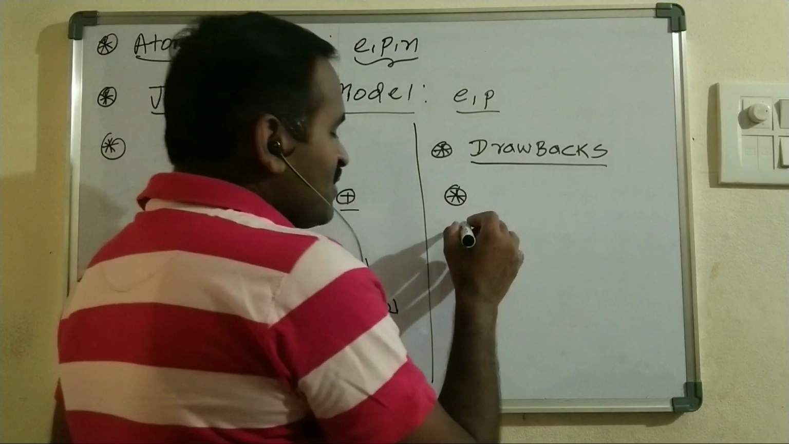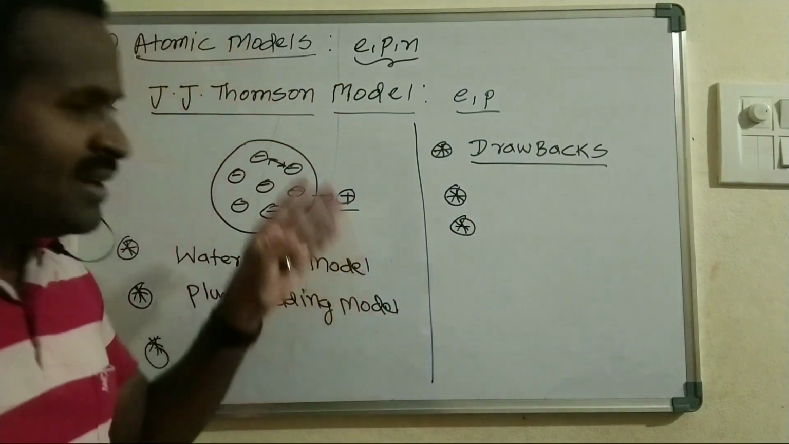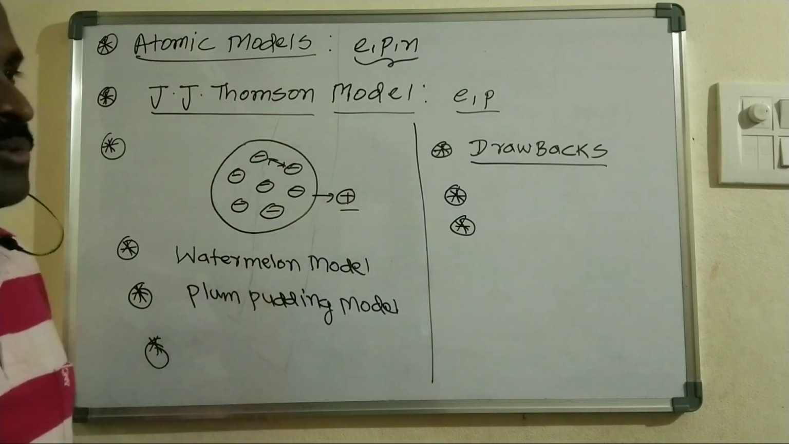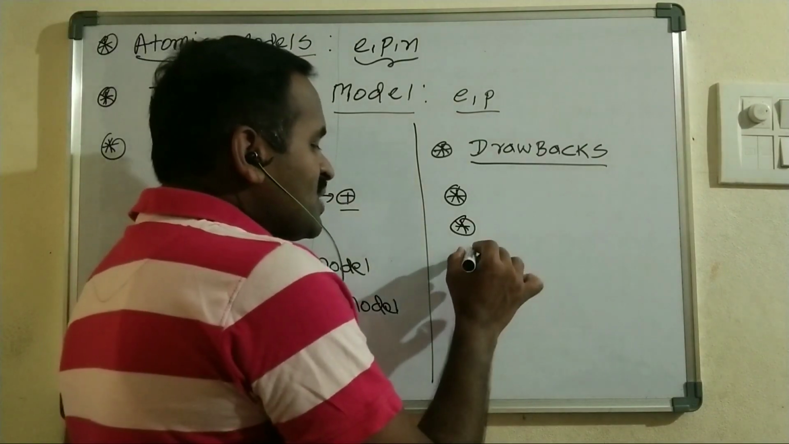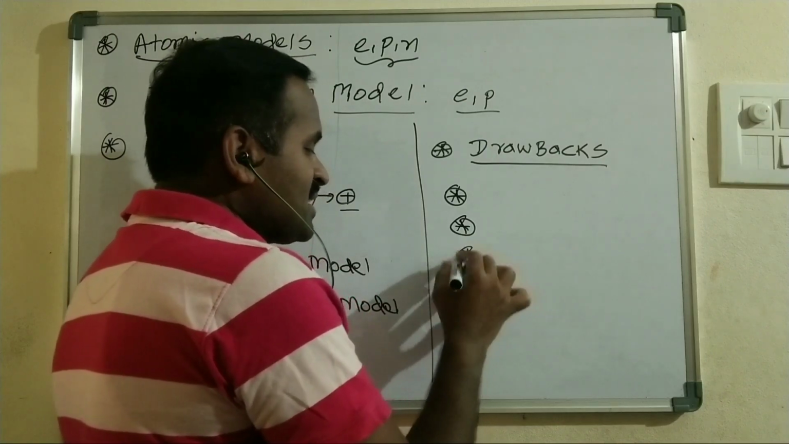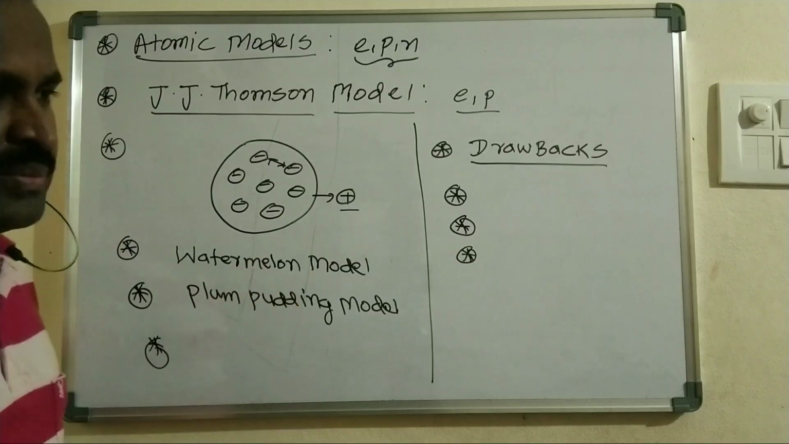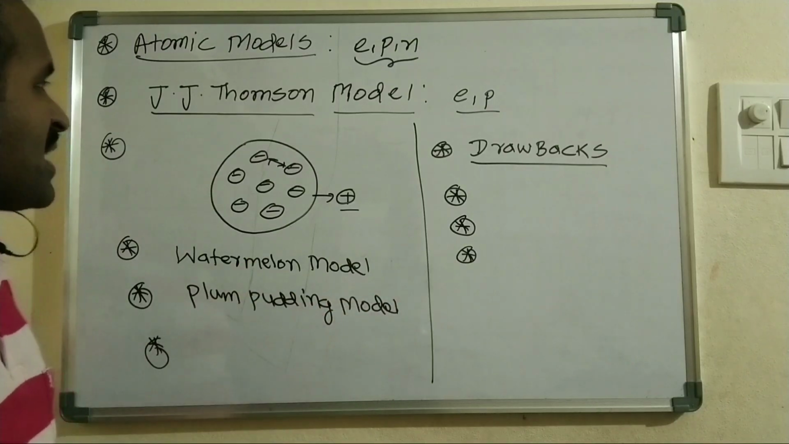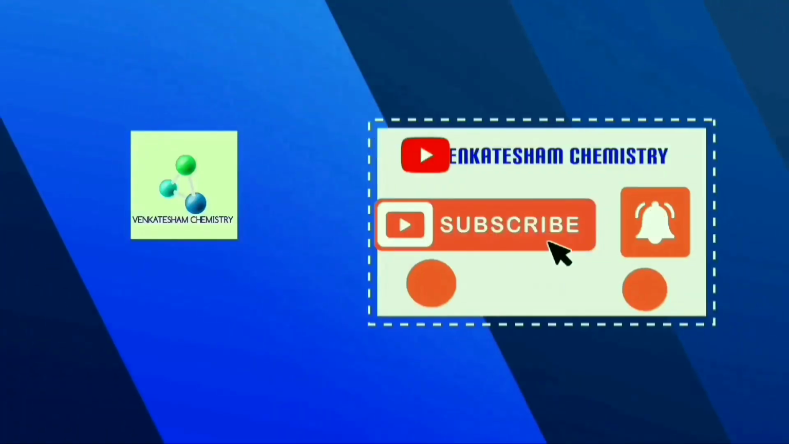Later, the explanations given by the Rutherford model did not support this Thomson model, right? And the other one is that another subatomic particle, the neutron, is not arranged here. That is also another drawback of the J.J. Thomson model, right?